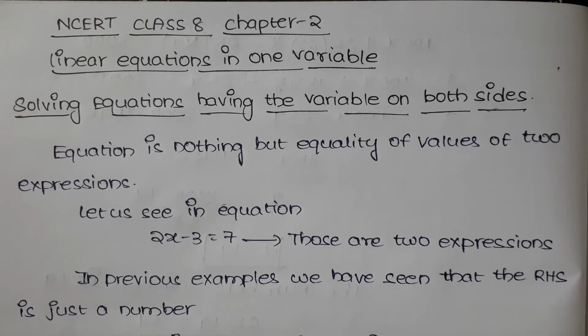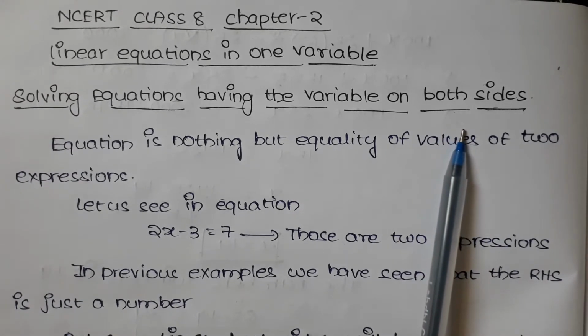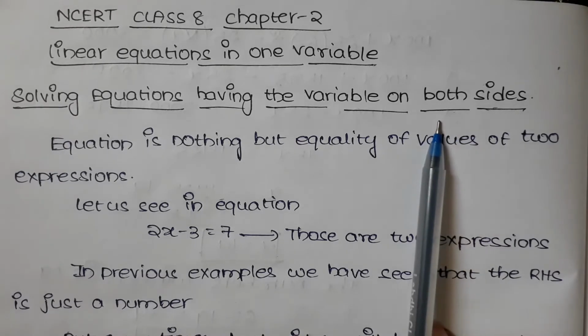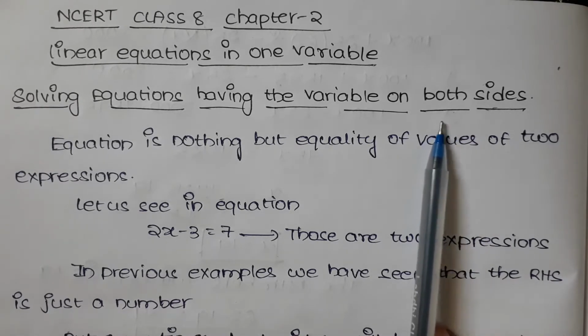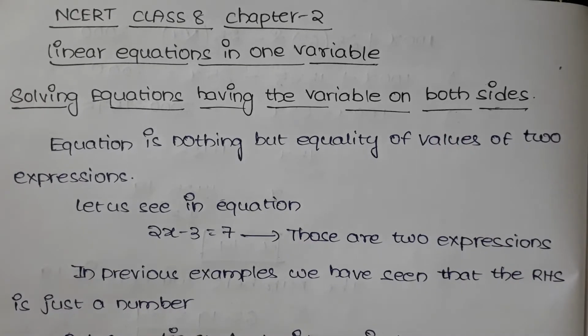In this video we are going to discuss NCERT Class 8 Chapter 2, Linear Equations in One Variable. Now let us discuss some examples in solving equations having variable on both sides. Up to now we have seen equations having a variable on only one side, either in LHS or in RHS. But now we are seeing equations that have variables on both sides.